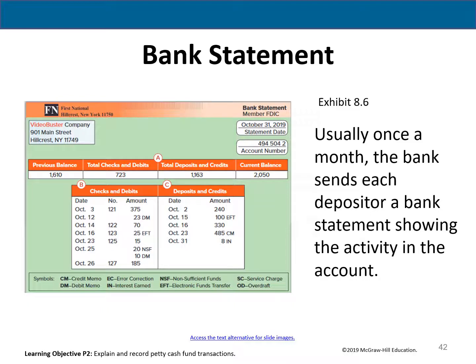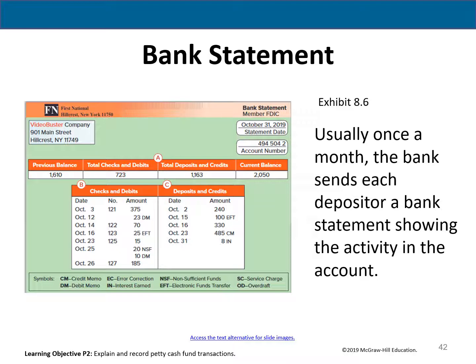A bank statement usually is sent to a company or a person who owns a checking account once a month. And the bank sends each depositor a bank statement showing all the activity in their checking account that the bank is aware of. So you can see here, this is going to Video Buster Company. It's their October 31st bank statement. And it says, you started with a balance of $1,610.